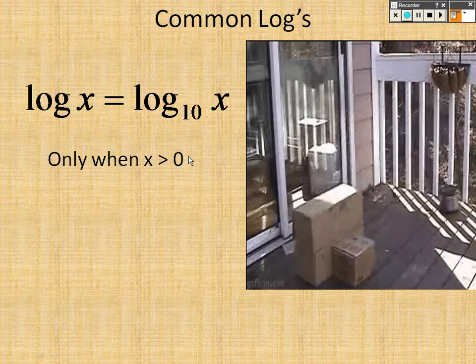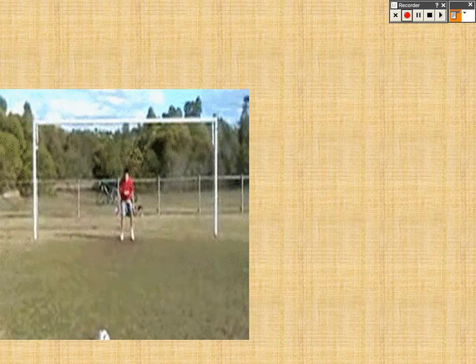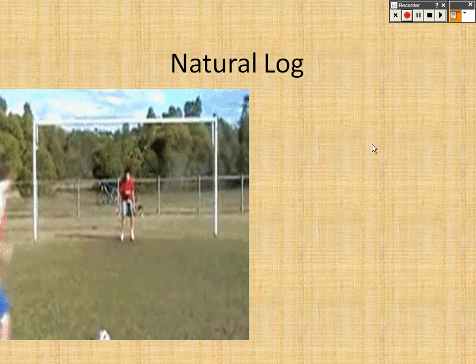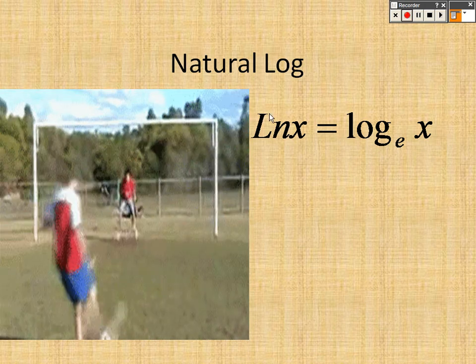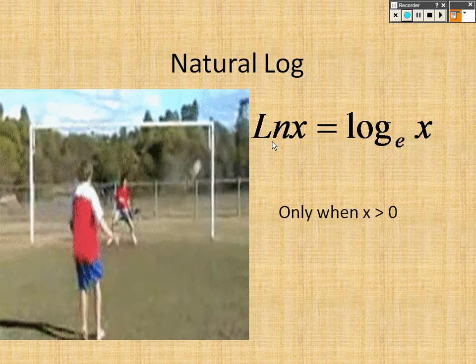And that's only when x is greater than or equal to 0. So basically there is no base. The base is 10 is what you need to remember. So taking a look here, the natural log and e are opposites of each other. Log of e is the natural log. So that's something else to keep in mind.